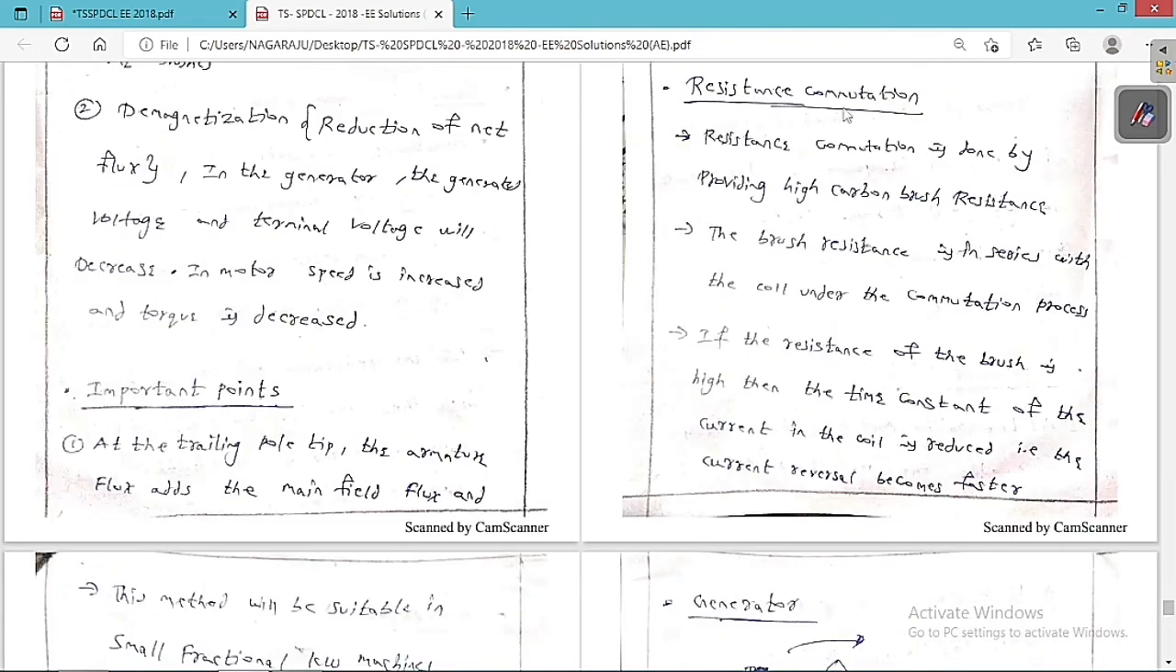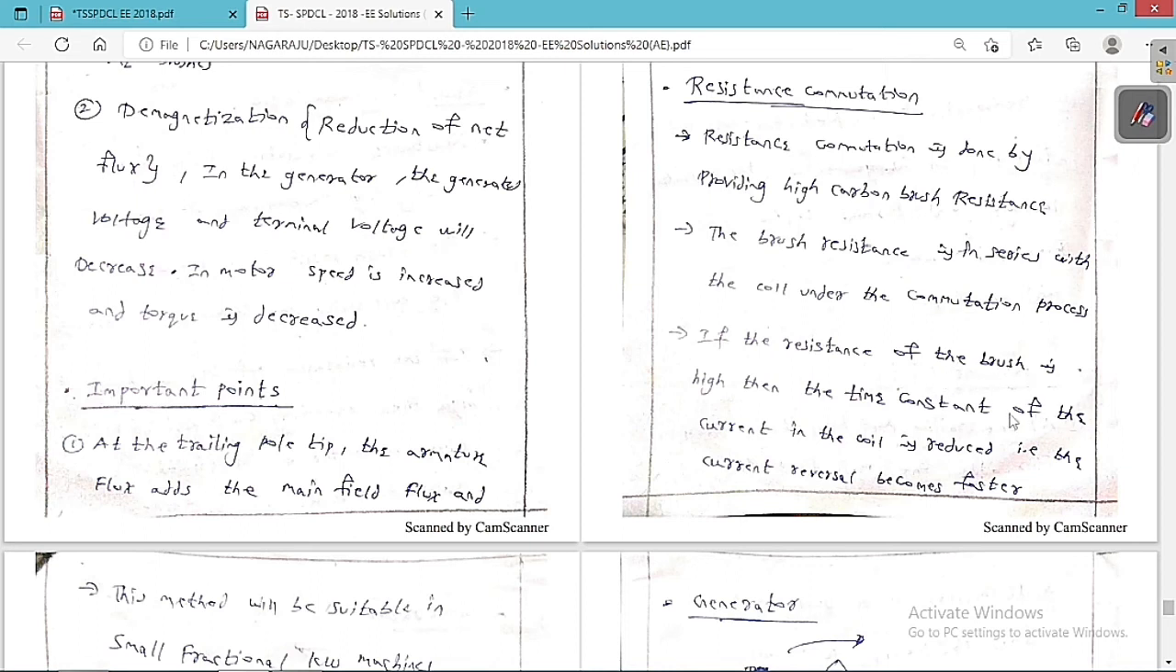And I told you what resistance compression means. The resistance compression is done by providing high carbon brush resistance. I already told you, you have to make a high carbon brush resistance so it can withstand the sparking. The brush resistance is in series with the coil under the compression process. So whatever the brush resistance, it is in series with the coil which is undergoing the compression.